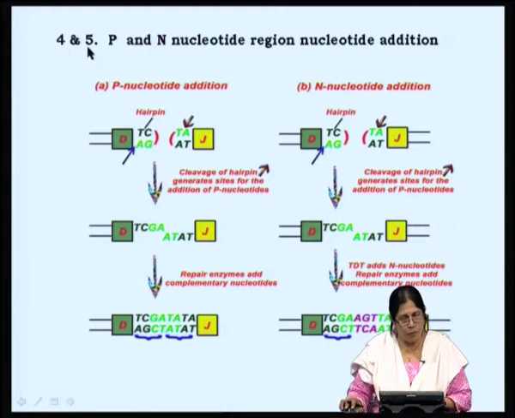Next would be 4 and 5. The fourth mechanism in introducing diversity would be addition of P nucleotides, and N nucleotides would be the fifth one. Let us look at the addition of P nucleotides. I have a diagram in the next slide, but let us first go to the theory part.